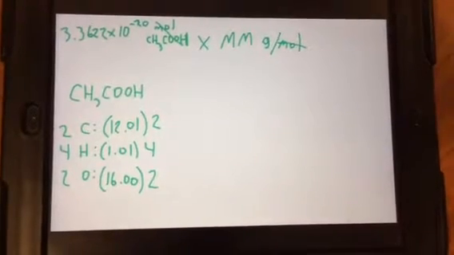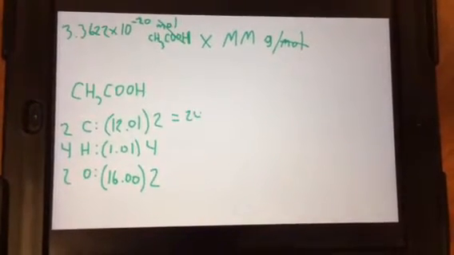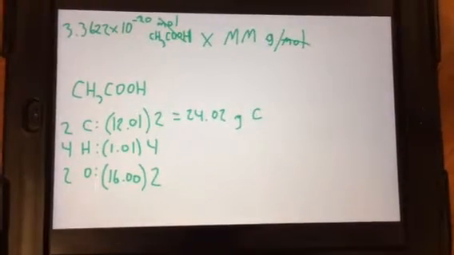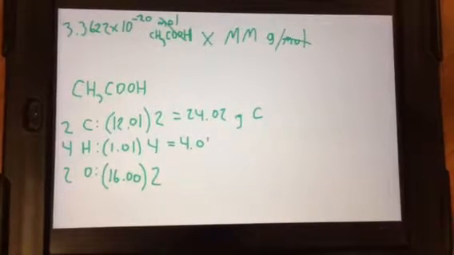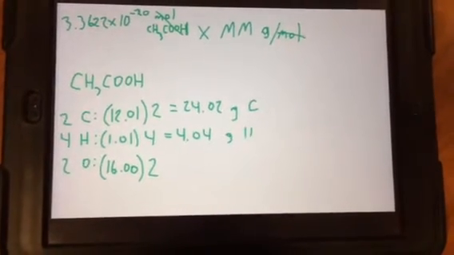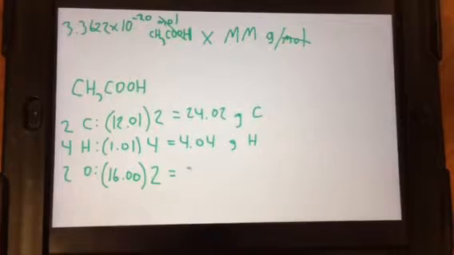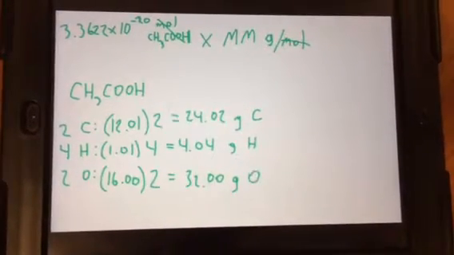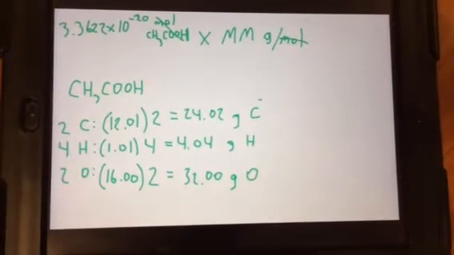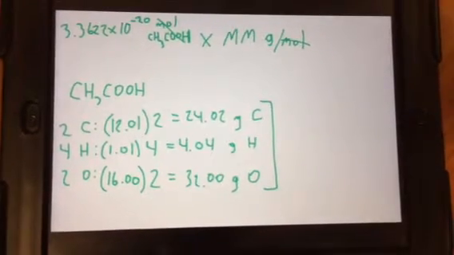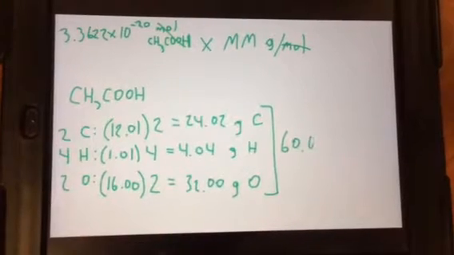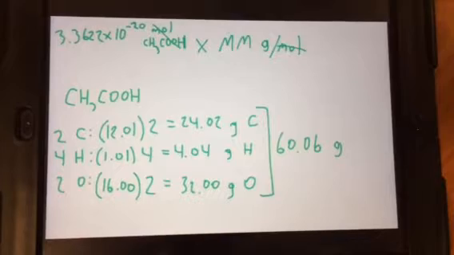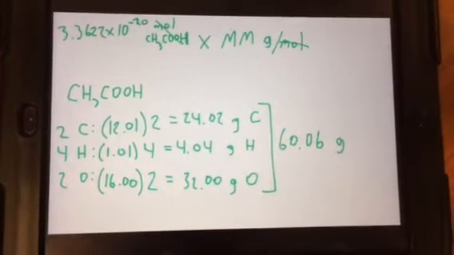Then you multiply these out to get 24.02 grams of carbon, 4.04 grams of hydrogen, and 32.00 grams of oxygen. And then you add all three of these up, which will give you 60.06 grams, which is the molar mass for acetic acid.